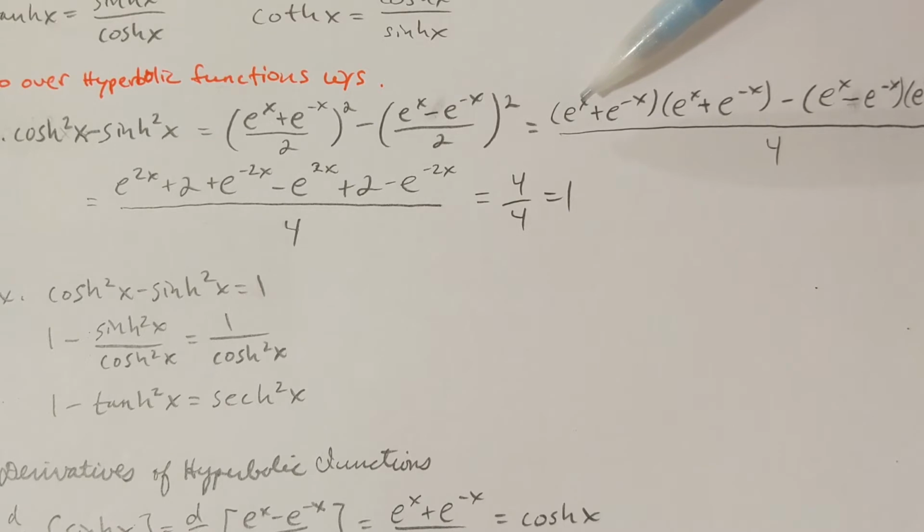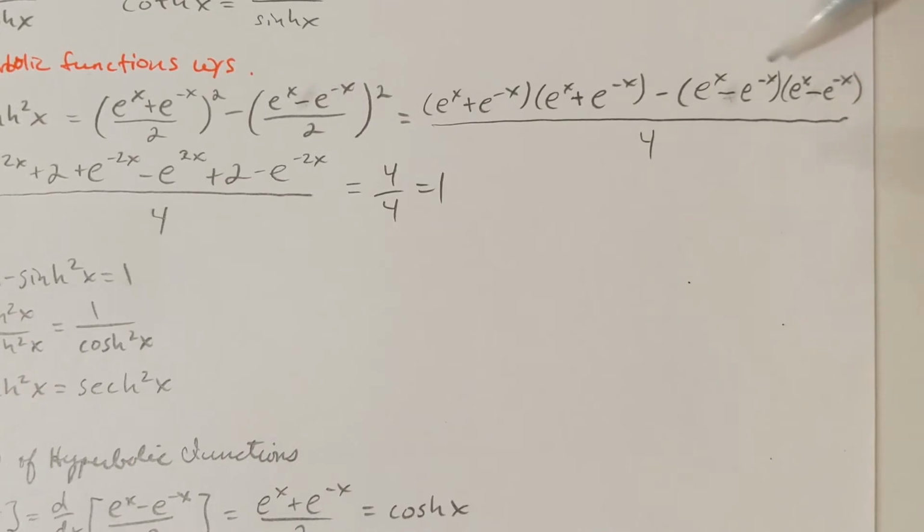That'd be e^0. Anything to the 0 power is 1. So I'm going to have 1 plus 1 is 2 in the middle. The last term, positive times positive is positive. e^(-x) times e^(-x), that'd be e^(-2x).